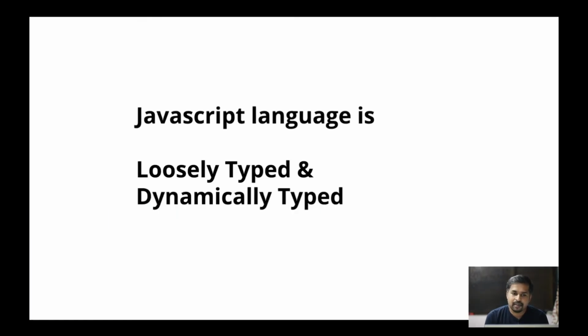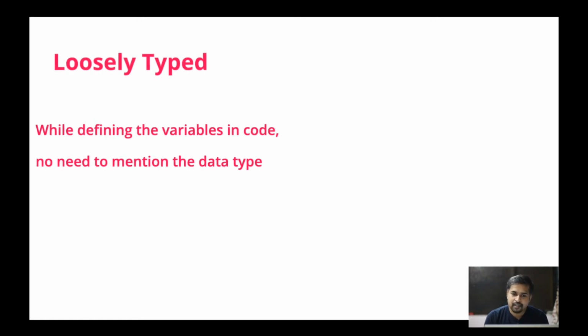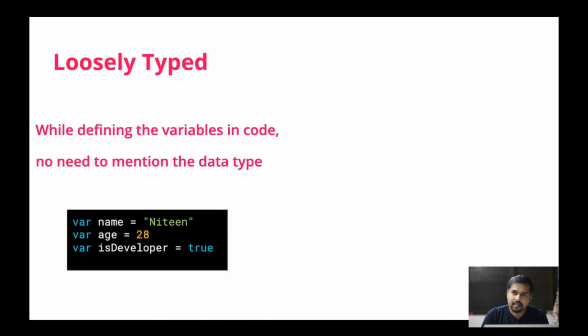Now JavaScript language is loosely typed and dynamically typed. Let us try to understand what loosely typed and dynamically typed mean. If we talk about loosely typed, while defining the variables in code, there is no need to mention the data type. So basically, loosely typed is a flexibility that JavaScript has provided to us, that we do not need to specifically write the data types when defining variables. That is why we can write something like var name equal to Nitin, var age equal to 28, var is developer equal to true. In neither of these three statements have I mentioned the data type. So that is the kind of advantage that we have while using JavaScript.